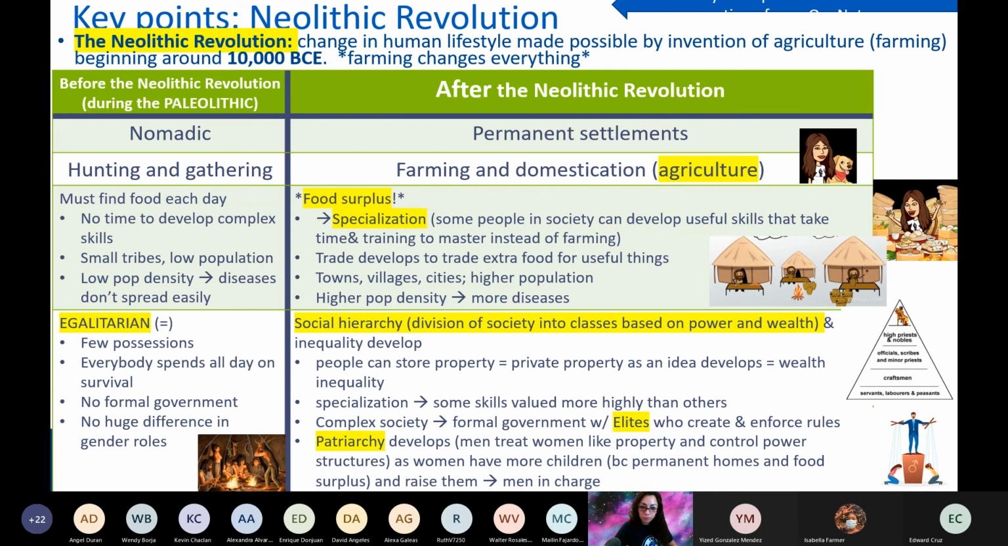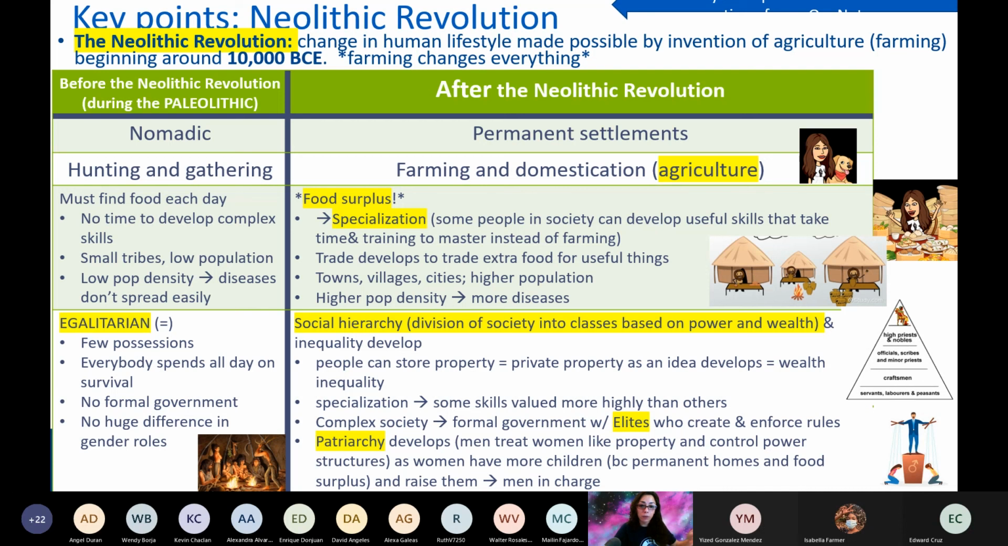Because of patriarchy, men began to treat women like belongings, not like equals, but like a thing that belonged to them, a possession. And women started having more children during this time because permanent homes mean you don't have to carry them everywhere with you, and food surplus means you can feed them. So women started to take on more of a gendered role than they had before, staying at home, taking care of the children, and raising them. And men began to take on more of a men-in-charge role, like we provide for the family and tell you what to do.